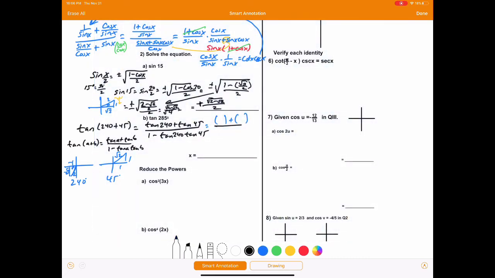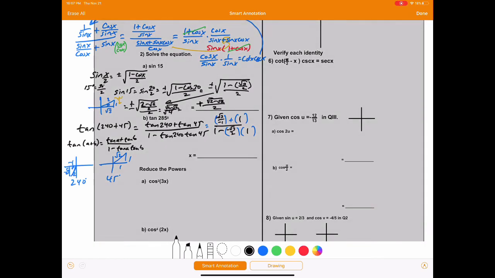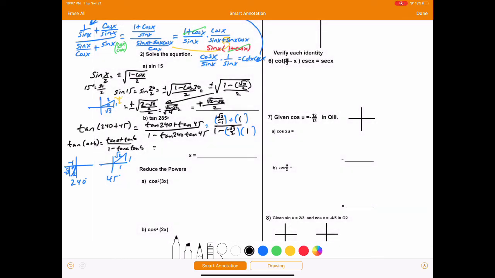So tangent of 240 is going to be opposite over adjacent. I like oftentimes just filling in these parentheses, so I know I'm just plugging in the fractions because they're ready to go. So again, my tangent is going to be a negative square root of 3 over a negative 1 at 240 degrees. And I'm just going to copy that over again because it's tangent 240. And then the tangent of 45 degrees is 1 over 1, which is 1.